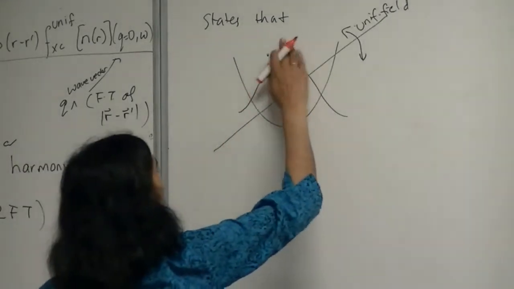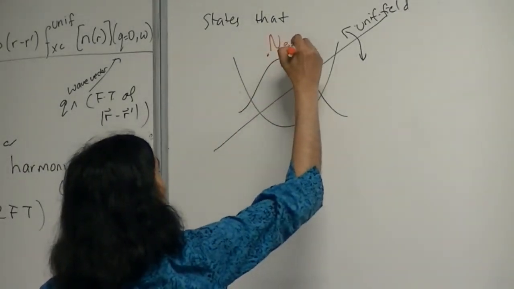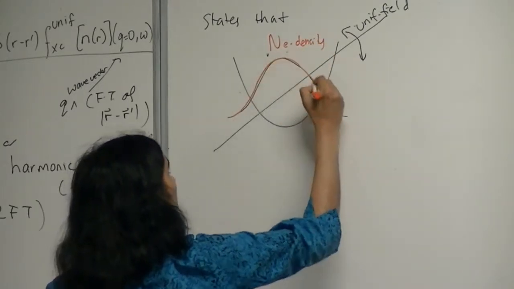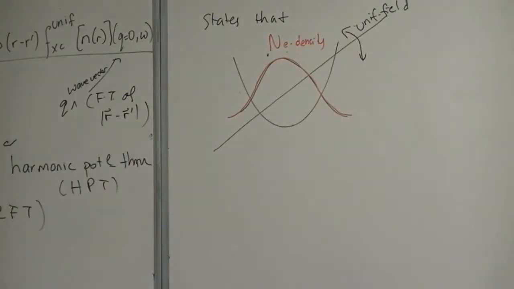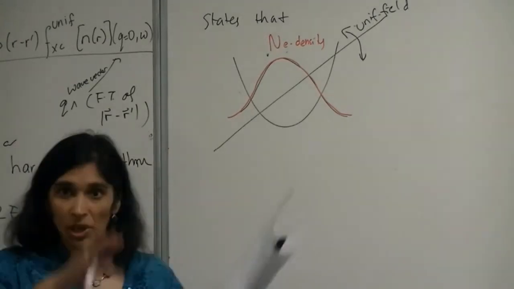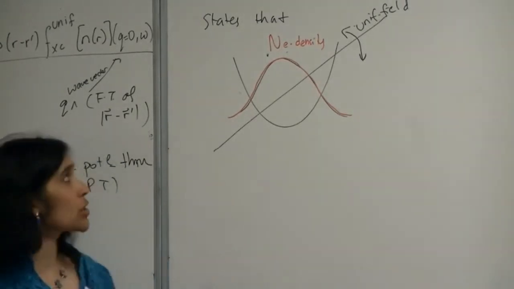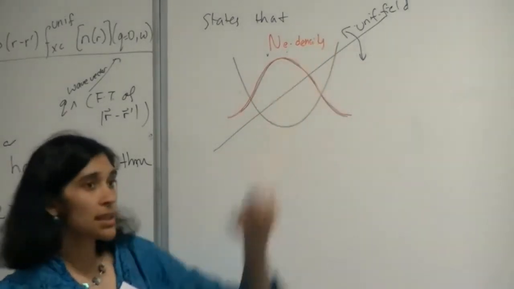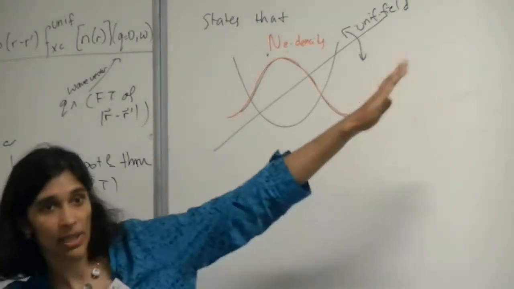Just draw that. N electrons, so this is the N electron density, which is initially either in a ground state or any excited state. And it's in a harmonic potential, so the external potential is purely harmonic. There are interacting electrons, so there's the repulsion. And then there's a uniform field that does this.